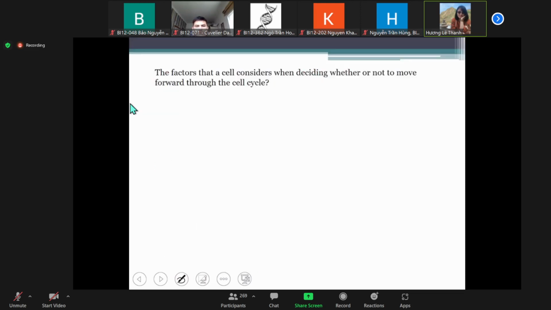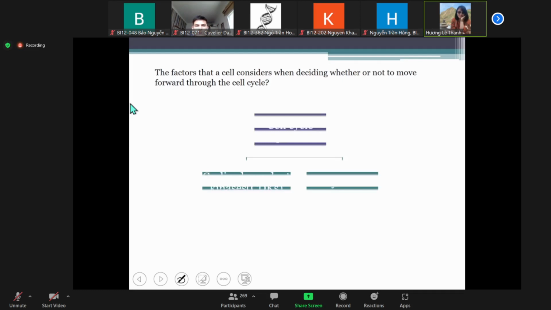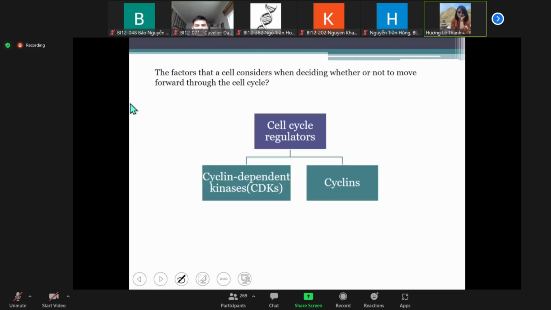Now, in the cells, we have several kinds of factors that the cell considers when deciding whether or not to move forward through the cell cycle. These are called cyclin-dependent kinases and also the cyclins, the cell cycle regulators. The cyclin-dependent kinase is a master regulator of the cell cycle, and it is active only when it forms a complex with a cyclin protein, so they work with each other. Only in the form of CDKs plus cyclins does it become active.